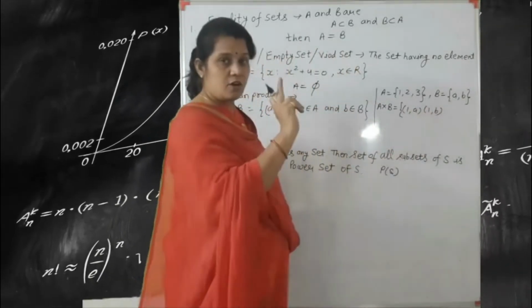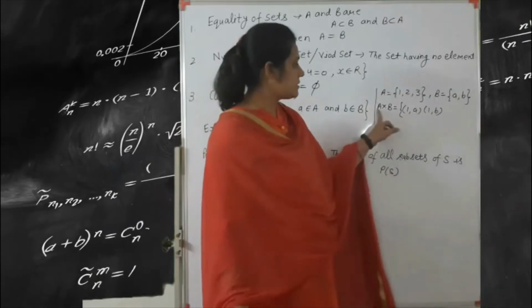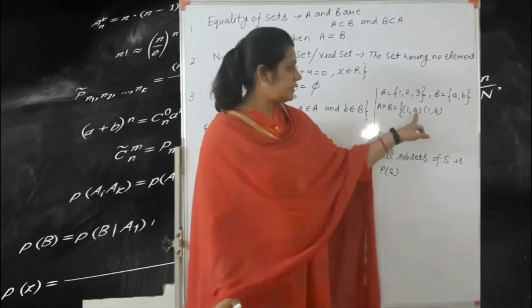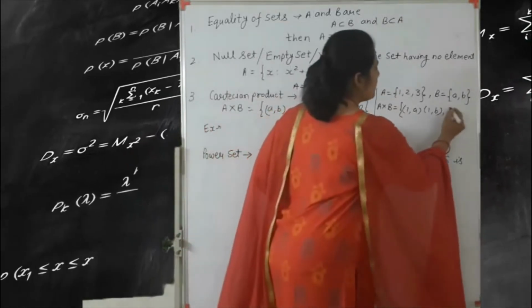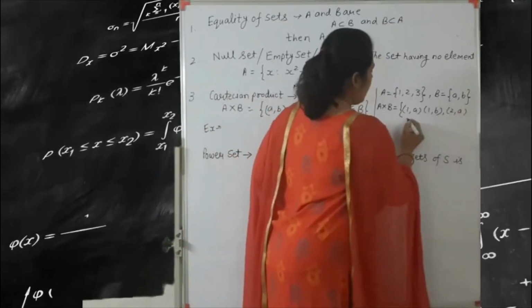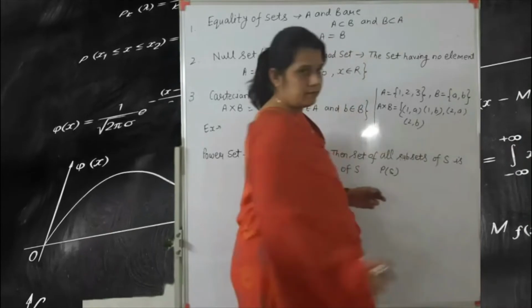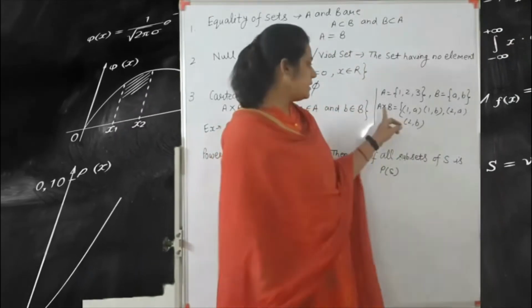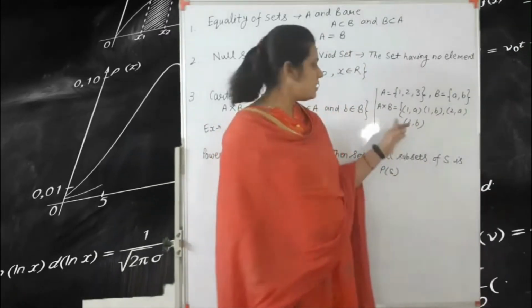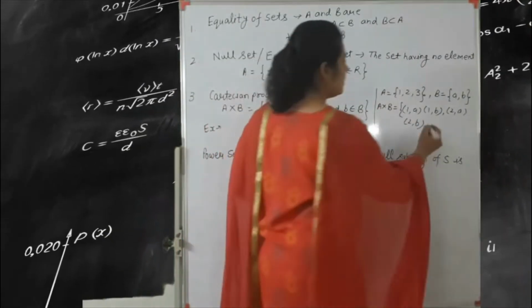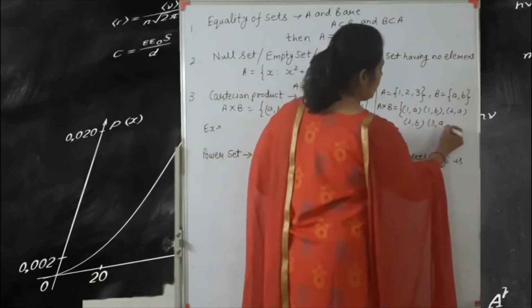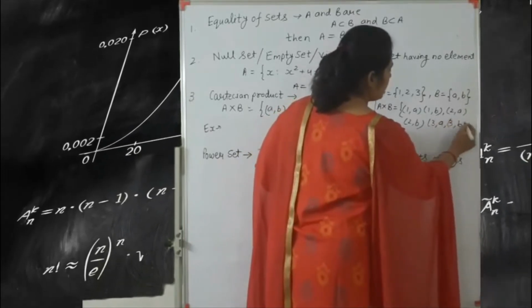Got it? This is the ordered pair. The first element is from set A and the second element is from set B. Next one is 2 comma A and 2 comma B. That means the first element belongs to set A and the second element belongs to set B. Third one is 3 comma A and 3 comma B.